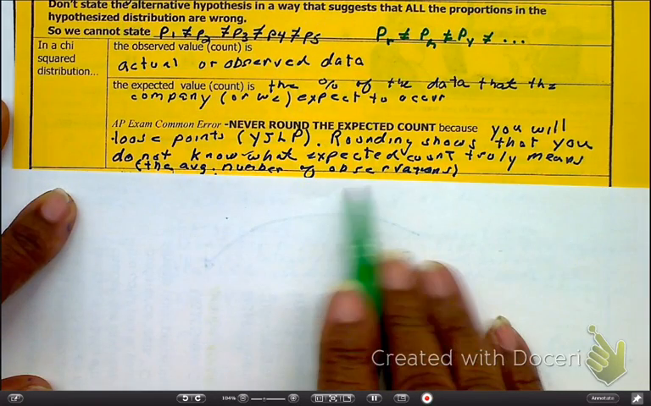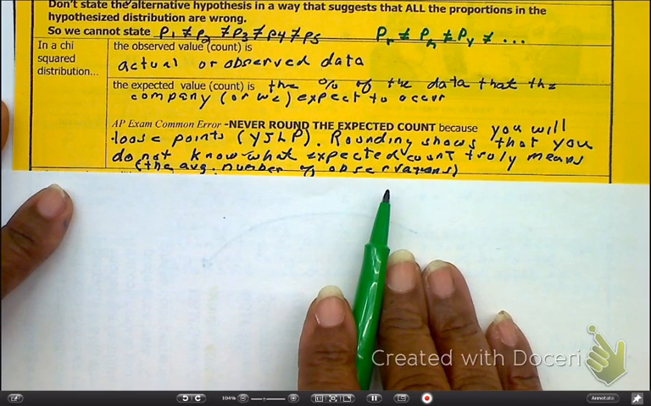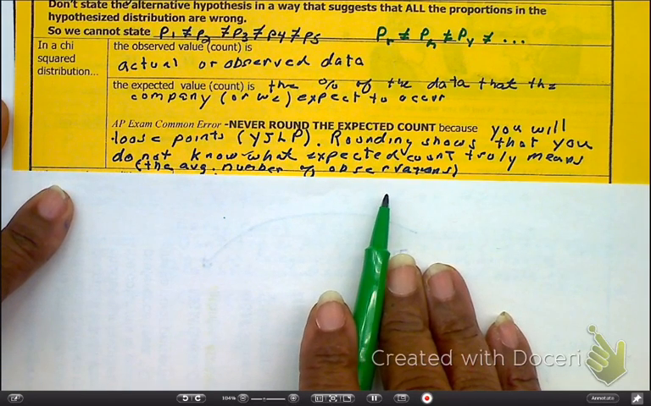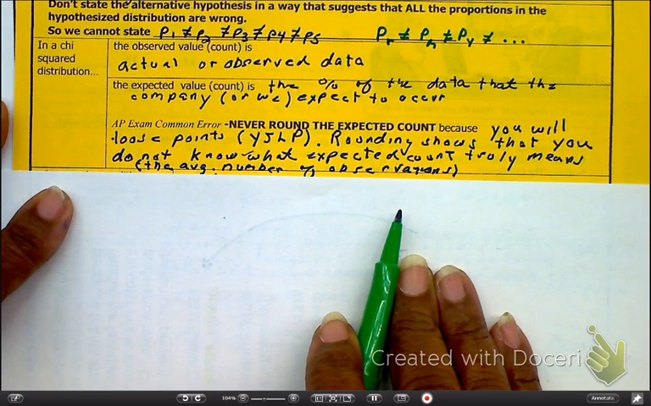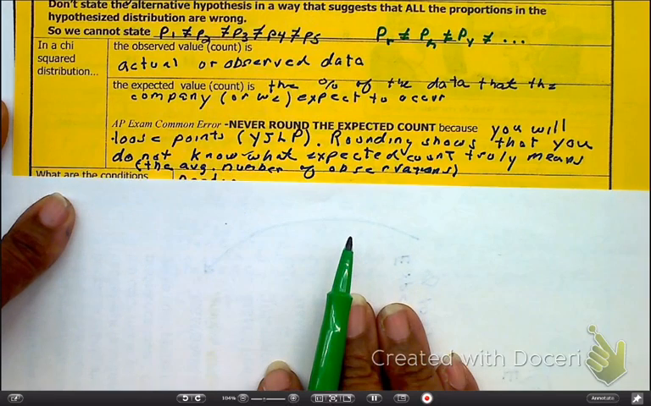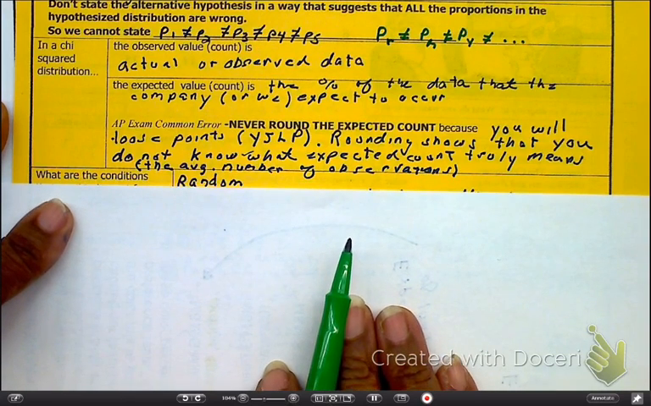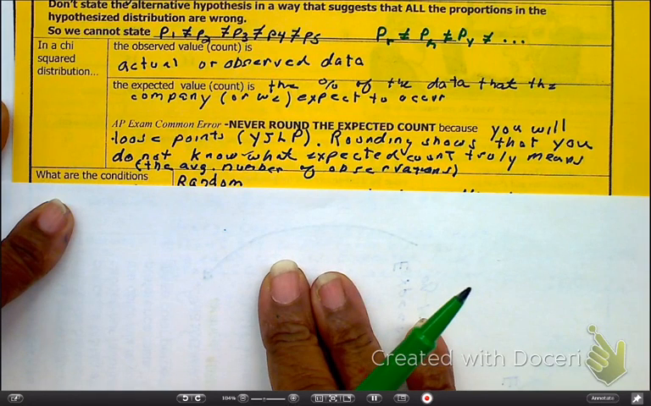The whole premise is, if you're rounding it, you truly don't understand that the expected count is the average number of observations. Because we don't want to lose points. Now let's talk about the conditions of the chi-square value.